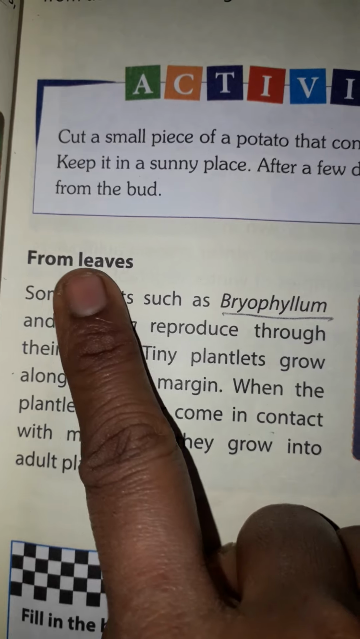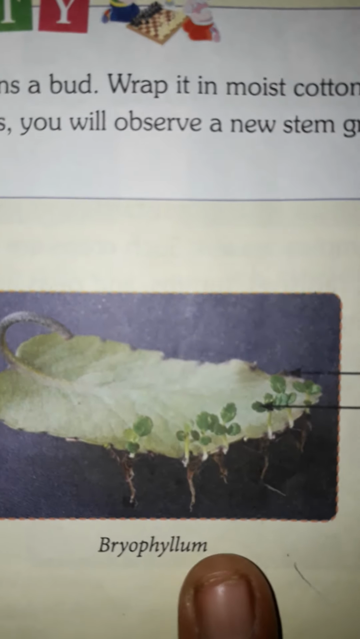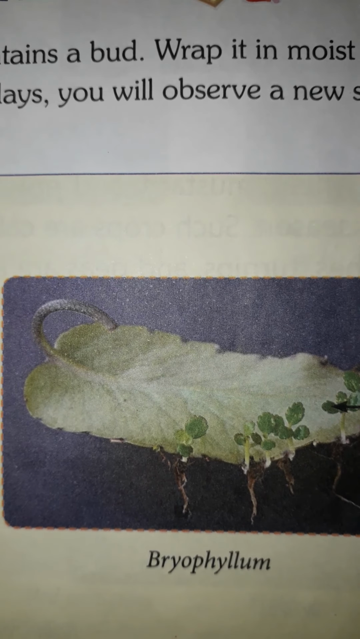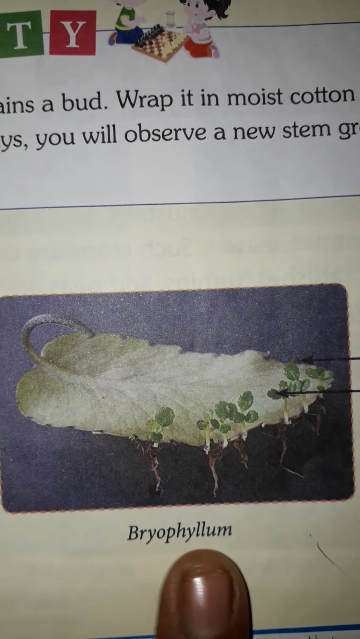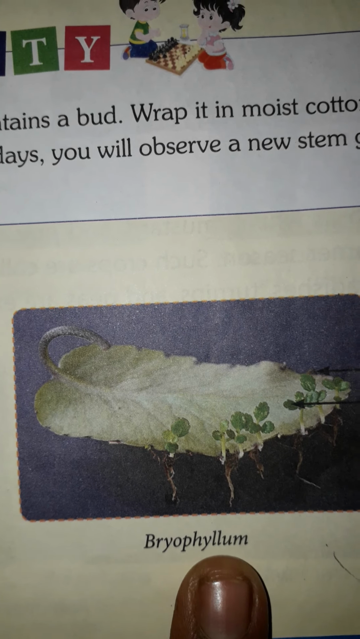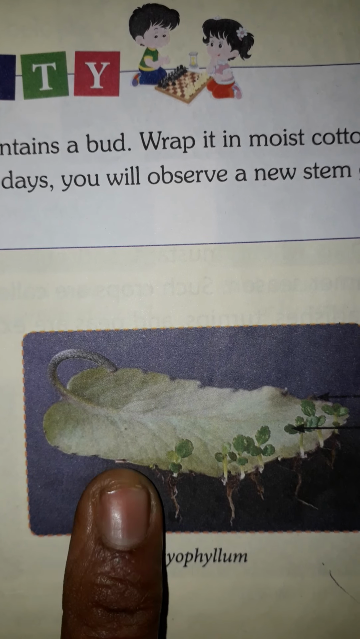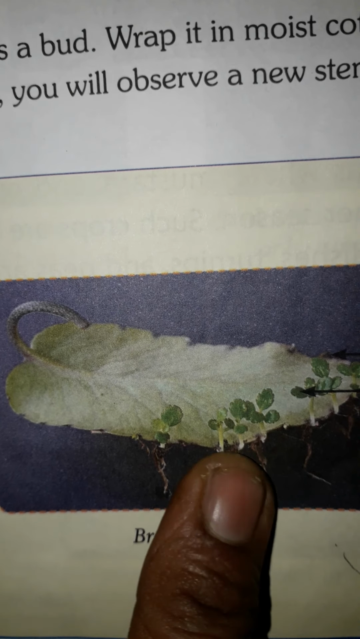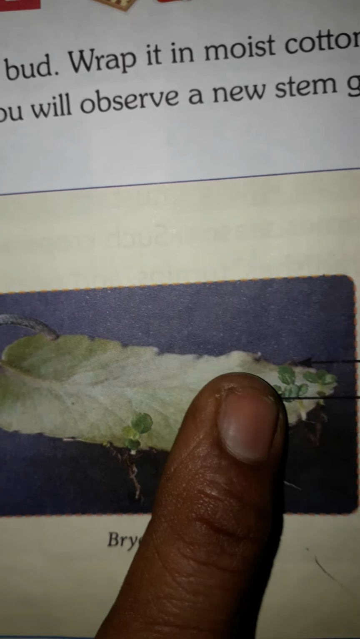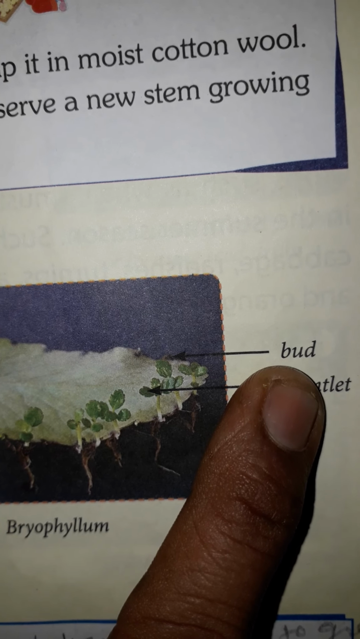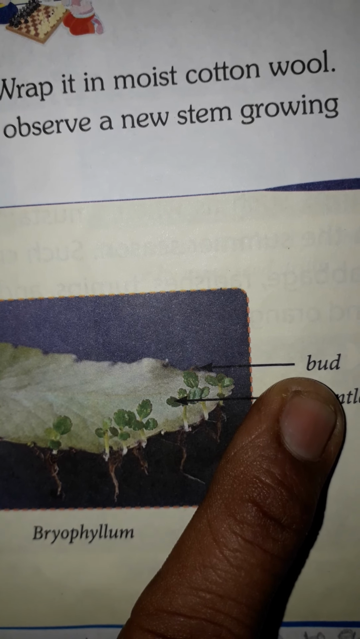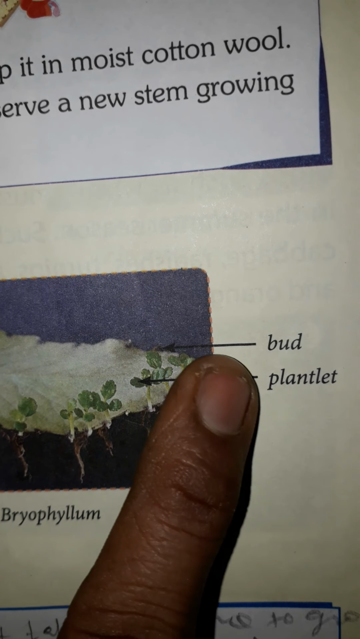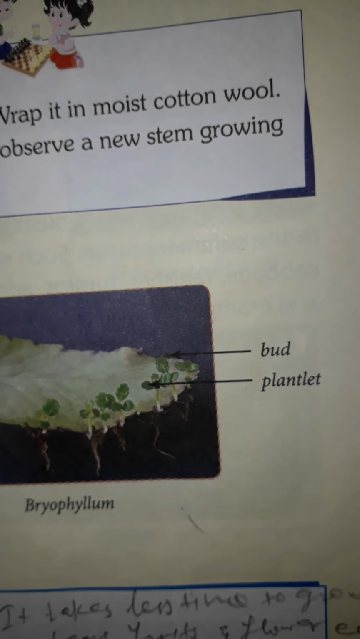Next, from leaves. See that picture? This plant name is Bryophyllum. See this leaf carefully. A new small plant is there. This side is there. What is this? This is a bud. From that bud, a plantlet will grow. Plantlet means what? Small plant.